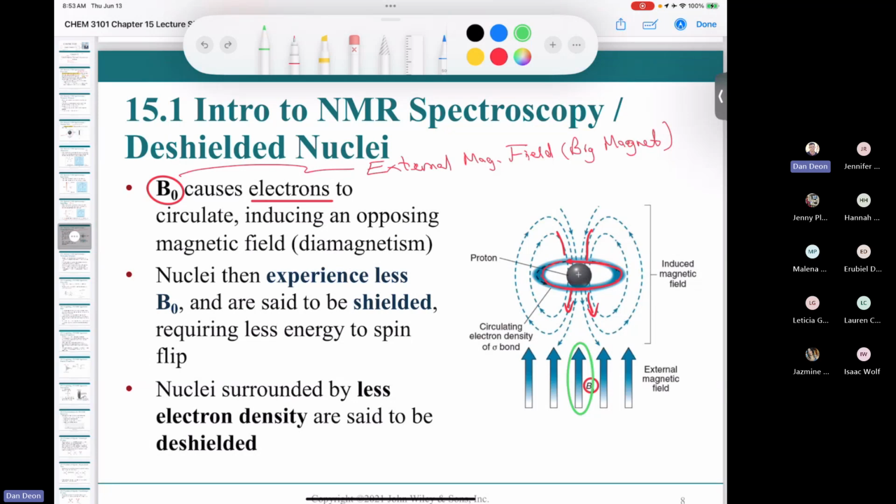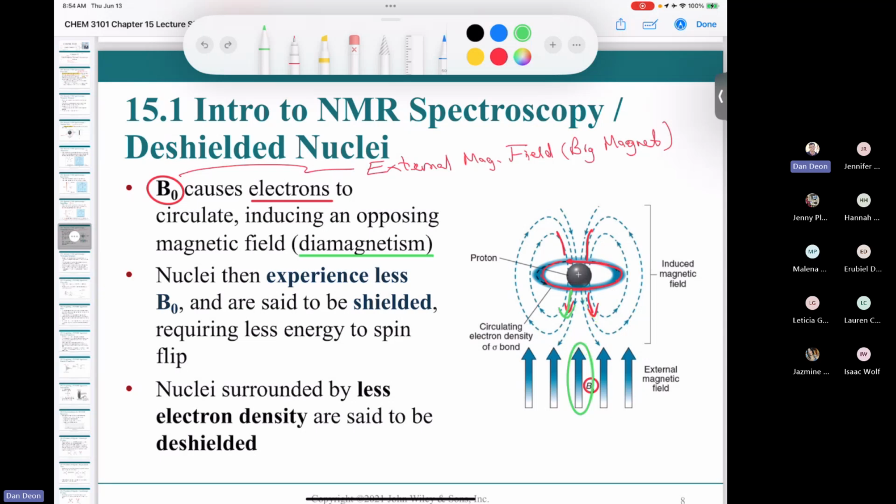So therefore, it says, causes electrons to circulate, inducing an opposing magnetic field. What I was just describing, we call that diamagnetism. Everything on this planet has diamagnetism, even me, because we all possess electrons. And it says that nuclei then experience less of the externally applied magnetic field, which again is B0. And when they experience less of that externally applied magnetic field, we say that they are shielded. It kind of blocks them. So this is shielding. It's blocking a little bit of it.